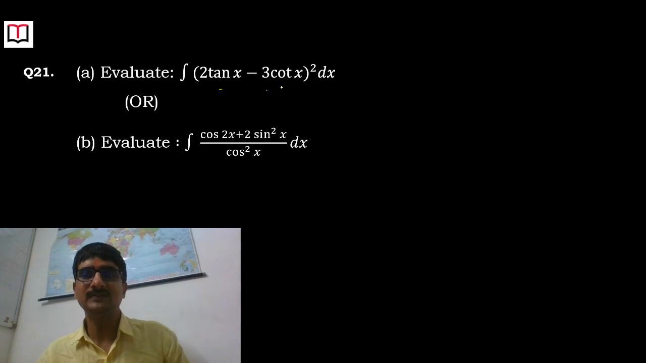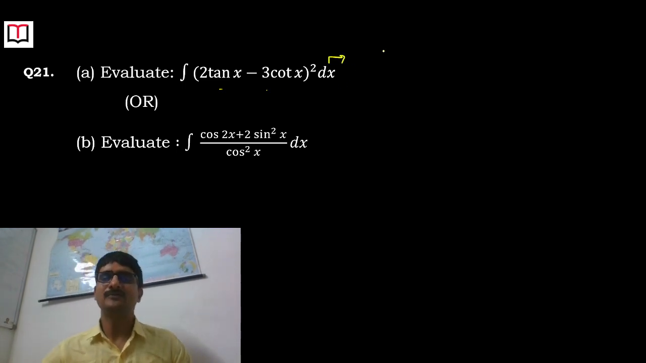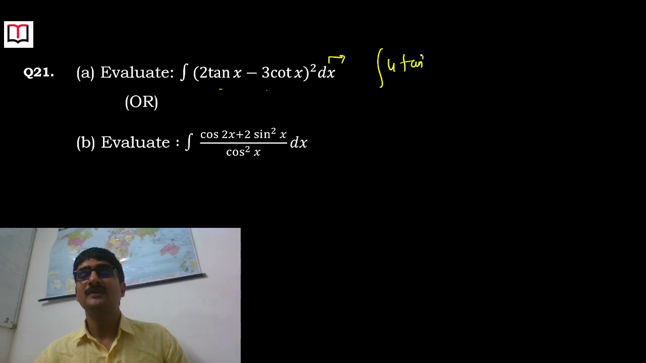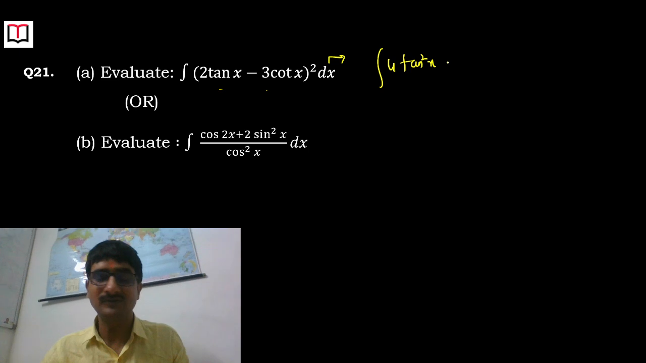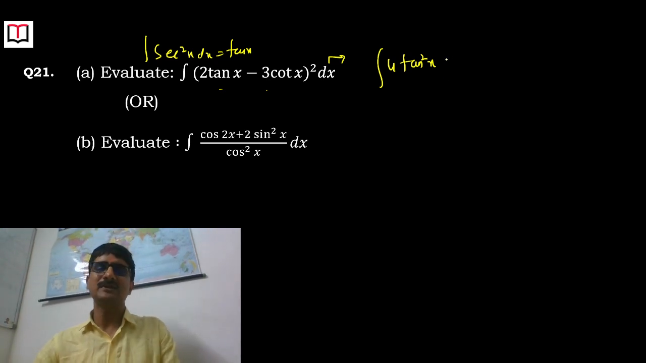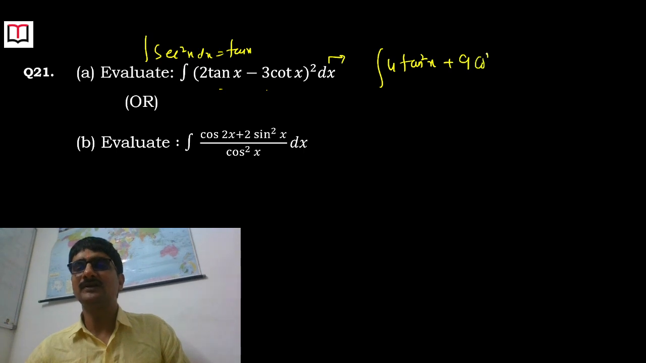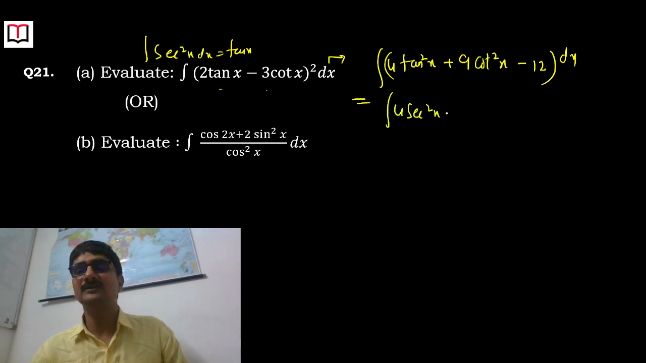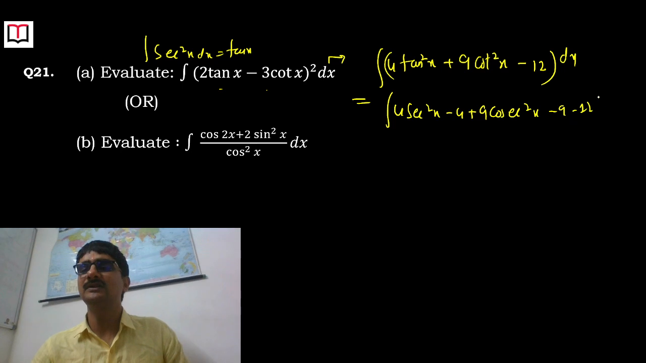Second section, 2 tan x minus 3 cot x whole square. See, if you have to integrate, it's so simple. You just open it, because if you have to integrate tan square, we directly know the integral of sec square x dx is tan x. Similarly, cosec square x is minus cot x. So I will just convert tan square x in terms of sec square x and cot square x in terms of cosec square x. When you multiply, it's minus 12, I suppose. So tan square x is sec square x minus 1. So 4 times sec square x minus 4 plus 9 times cosec square x minus 9 minus 12 dx, and then we can do it.